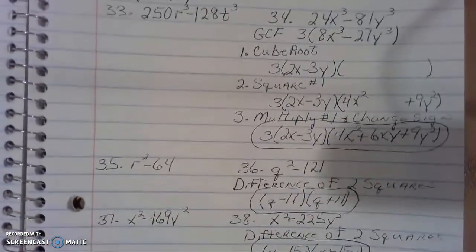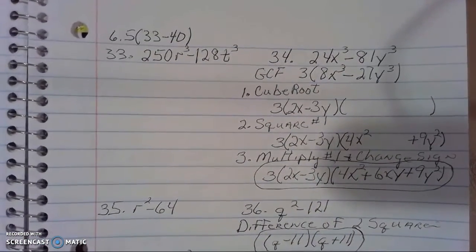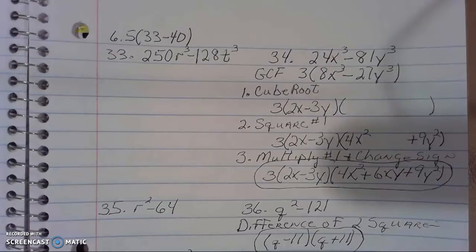Then on 6.5, these are two terms. They're either two cubes or the difference of two squares, or not factorable, but most of them are going to be factorable. Look at 34. It is two cubes, obviously, because x cubed, y cubed. But always look for your greatest common factor. 3 goes into both, leaving you 8x cubed minus 27y cubed. Okay, that 3 is going to be out in front.